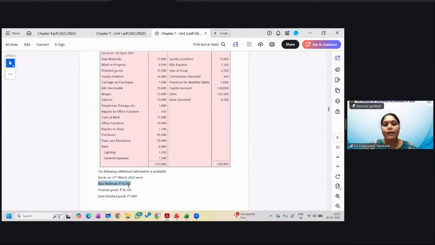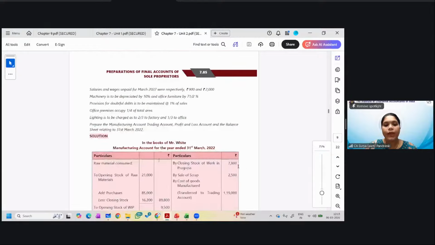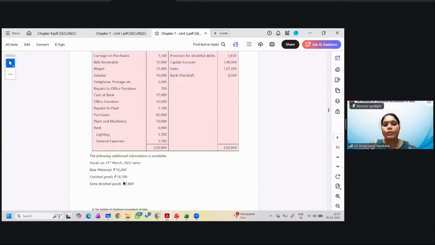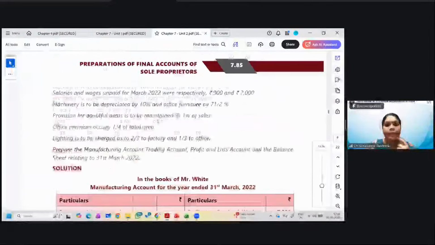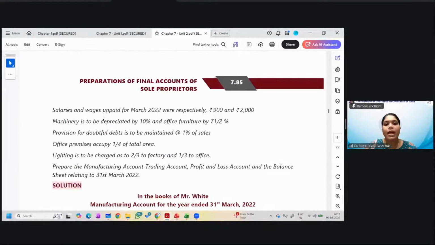Now we also have closing balances given here: closing balances of raw materials, finished goods, and semi-finished goods, which is nothing but the WIP. That is also given in the question. What else is given? Salaries and wages unpaid for March 22 are 902,000. This is nothing but outstanding salaries and outstanding wages. They also say the machine is to be depreciated by 10% and office furniture by 7.5%. Then provision for doubtful debts is to be maintained at 1% of sales.